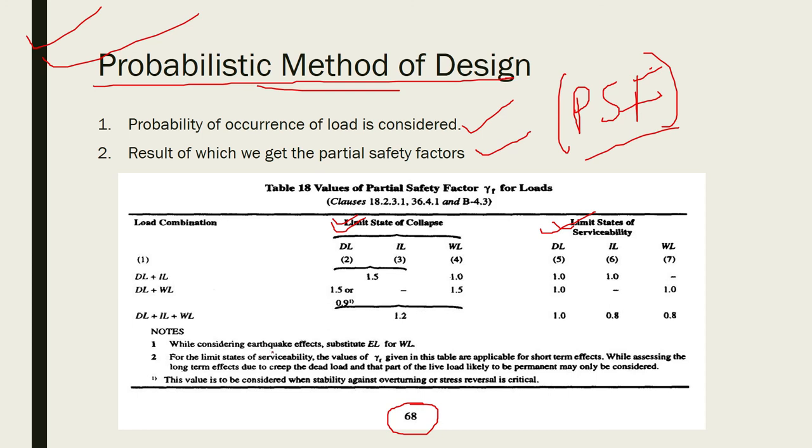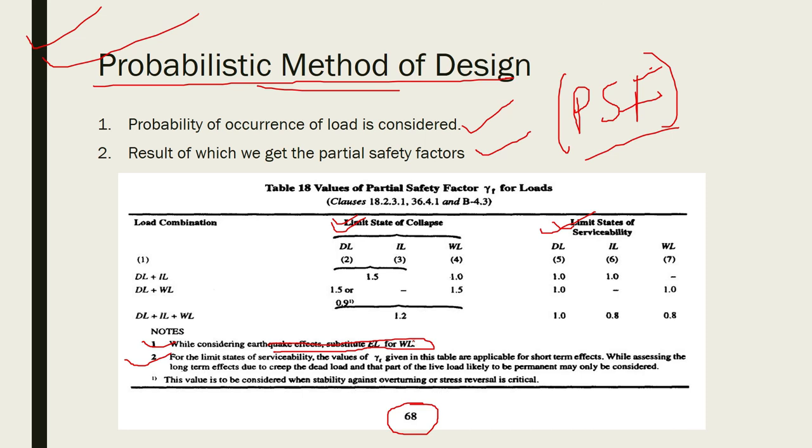While considering the earthquake effect, substitute EL with WL. And the next thing, for limit state of serviceability, the values of gamma f given in the table are applied for the short-term effect, while assessing the long-term effect due to creep, that load and other part of the live load likely to be permanent may only be considered. This value is to be considered. Okay, fine.